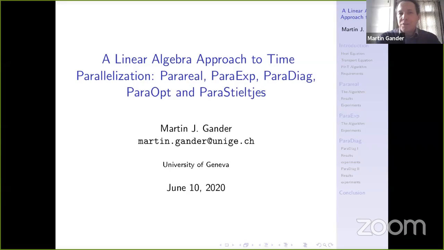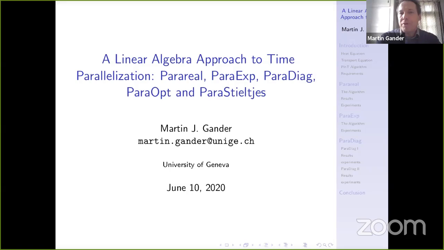The title you've seen, I want to talk about time parallelization. And there are 5 algorithms in my title. There is Parareal, ParaExp, ParaDiag, ParaOpt and ParaStieltjes. So you see this para name has become attached to time parallel algorithms. The first one was Parareal by Maday and collaborators about 20 years ago. ParaExp was a name that Stefan Güttel came up with when he was a postdoc here in Geneva.